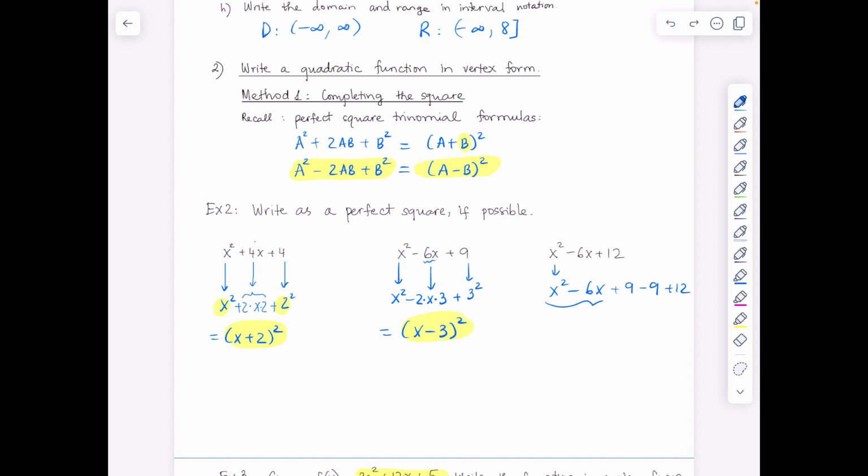But now this will become x minus 3 squared. And combining these two terms, that will give you plus 3. So now we have a vertex form of the function. We're going to try another one. What if now we have x squared minus 8x plus 5?